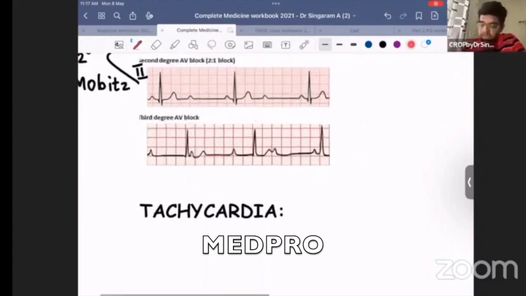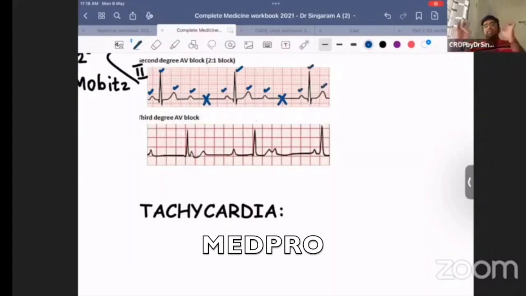What is that? Here you can see P wave, QRS, and T wave. Here P wave, but no QRS and no T wave. Here P wave, QRS, T wave. Next one, P wave, no QRS, no T wave. Again P wave, QRS and T wave. What is the meaning? For every 2 P waves, can you see? Here are 2 P waves. For every 2 P waves, there is only 1 QRS. Same thing here also. These are 2 P waves, but for those 2 P waves, you are having only 1 QRS. Are you able to follow this?